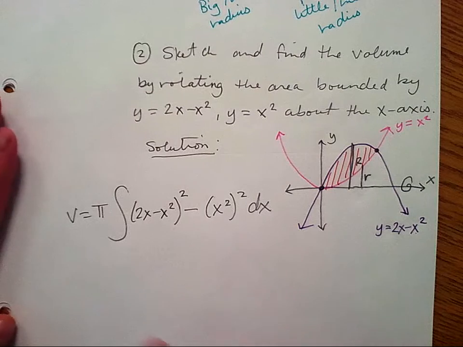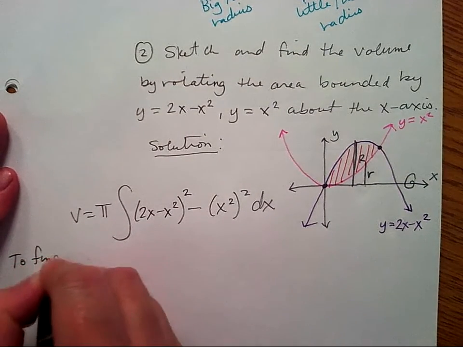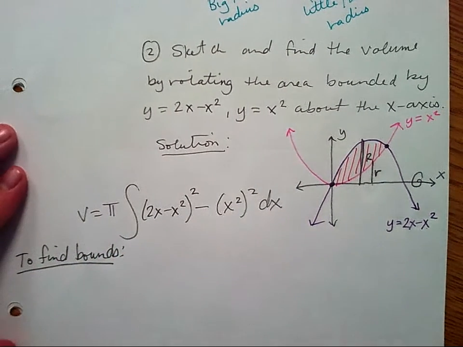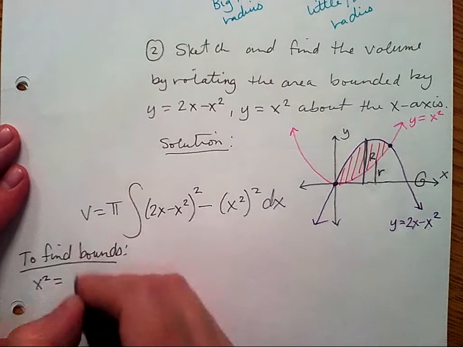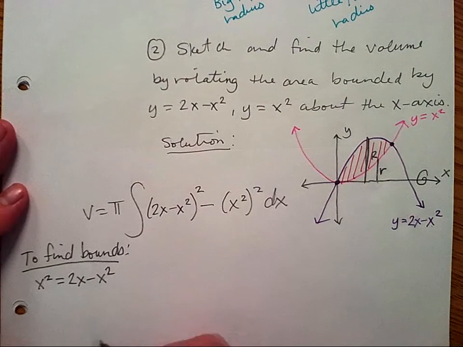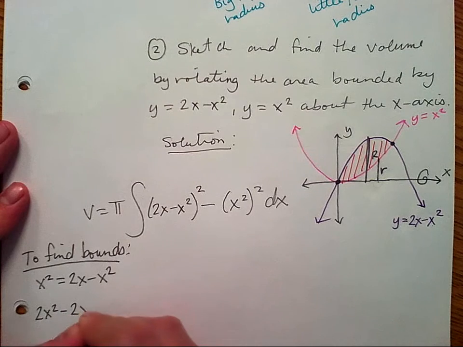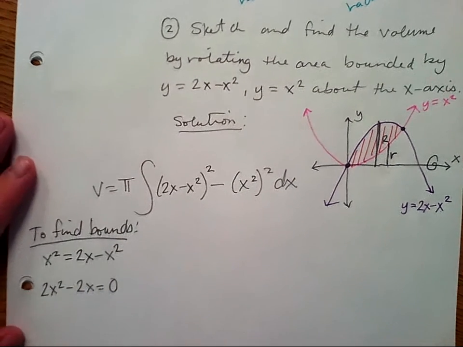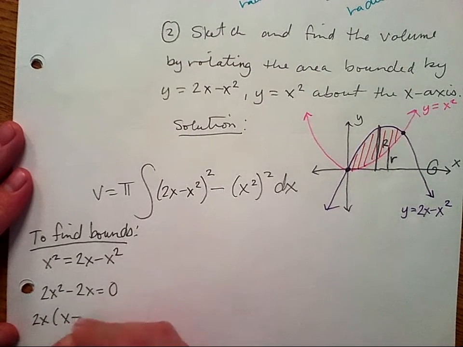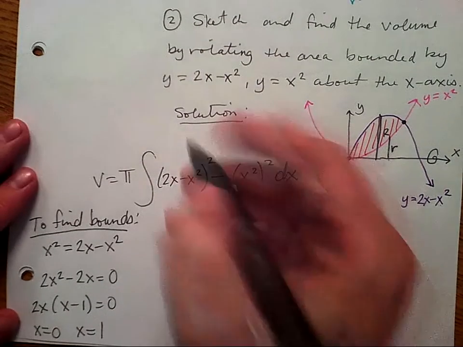Okay, so we have to figure out the x values for these points, right? So to find bounds, we set the functions equal to each other. x squared equals 2x minus x squared. So I'm going to solve this, right? So I get 2x squared minus 2x equals 0. I just added everything to the left-hand side. Now I'm going to factor out a 2 and an x, right? 2x times x minus 1 equals 0. So I get x equals 0, and I get x equals 1. So those are my bounds.